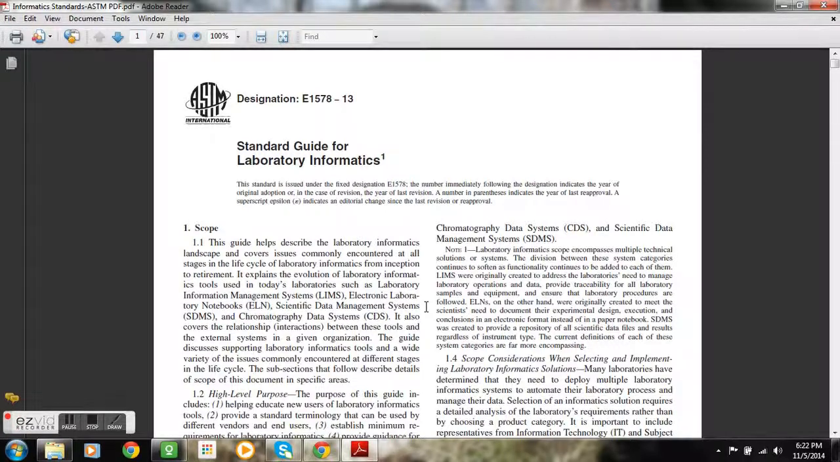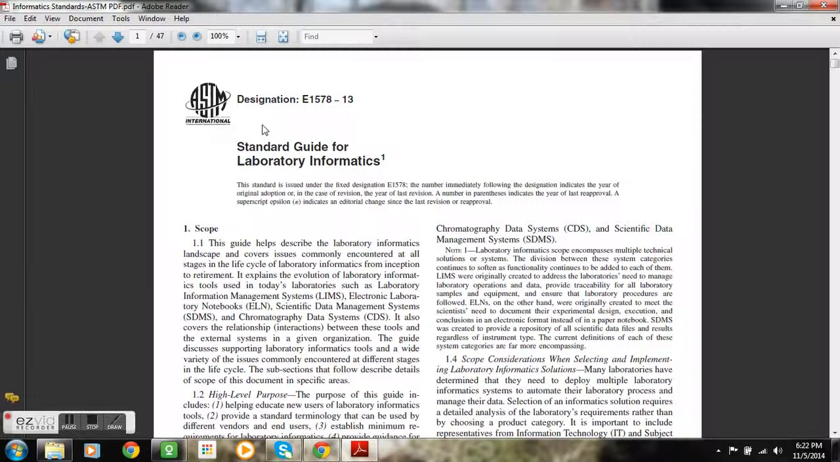But before I get too far into my project, I wanted to show you this is the standard that we will be evaluating all software and products against as we move forward, and this is the industry standard. I do also look at user experience and things like that, but I thought it would be important to show the ASTM standard, and this is the standard E1578-13, and this is the standard guide for laboratory informatics.